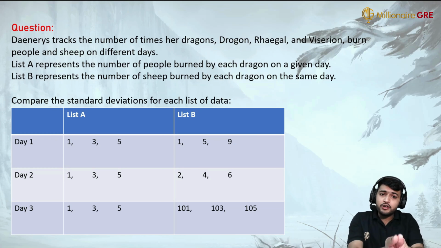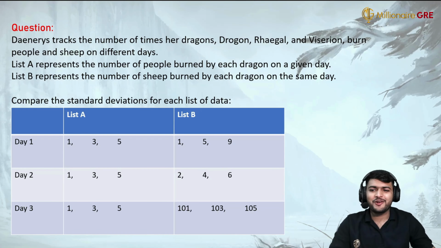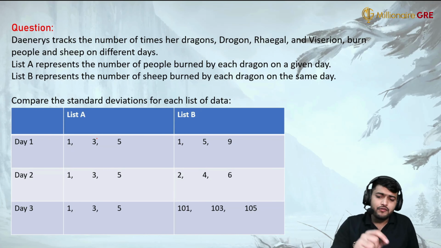Now I want you to pause the screen and give this question a try. Hope you have done so. Now let's solve it together. We are asked to compare the standard deviations of list A and list B. If you talk about list A, we have to first find the mean.